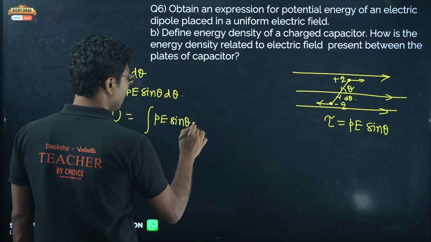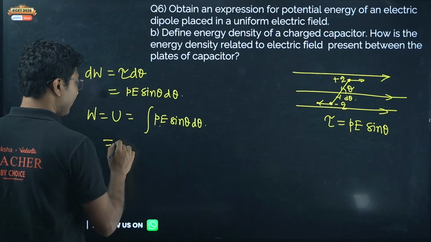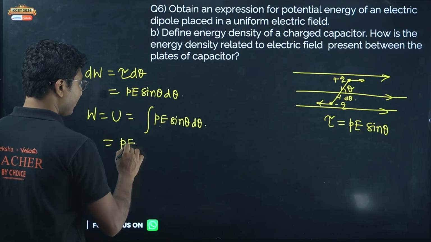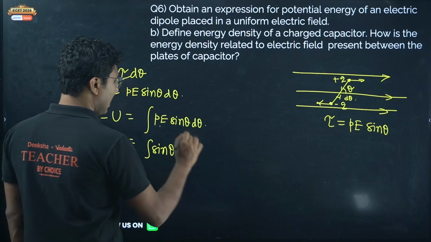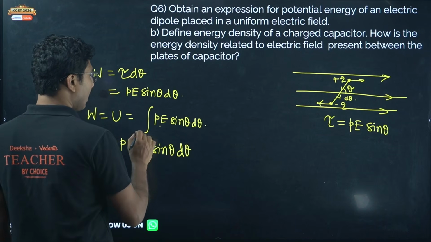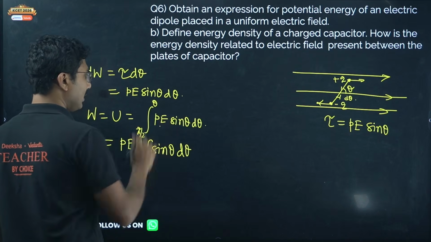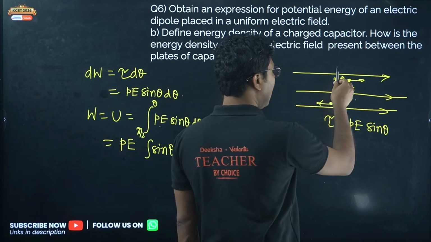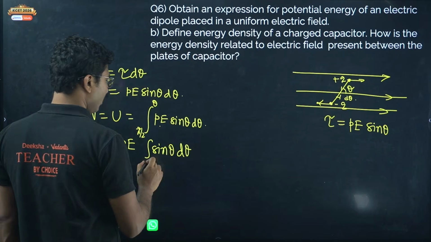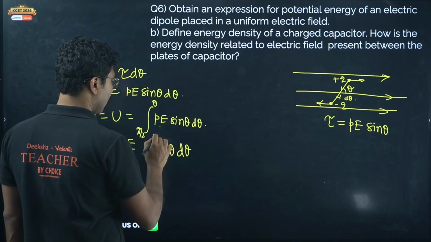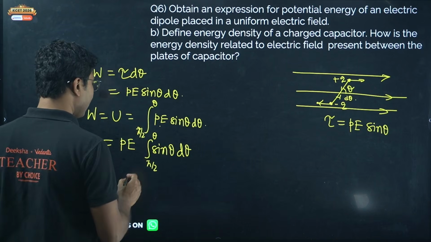Now p and E are constant for a given dipole and given electric field, so they will come out of the integration, and you will get sin theta d theta. And here the limit will be: your starting point will be pi by 2 and final angle will be theta. So you are starting at this angle and then you are rotating it to the angle theta. So pi by 2 to theta. Remember this limit, otherwise it's very simple. If you remember the limit, it will be very easy.